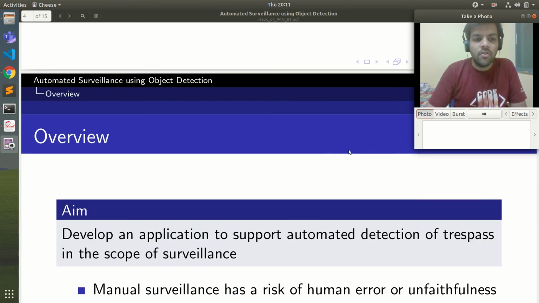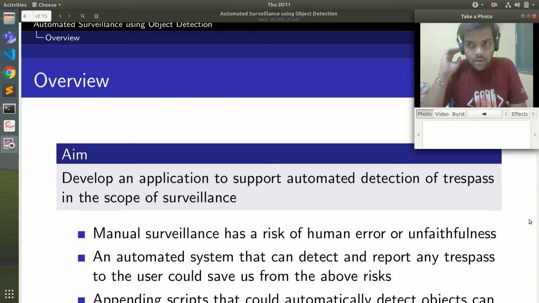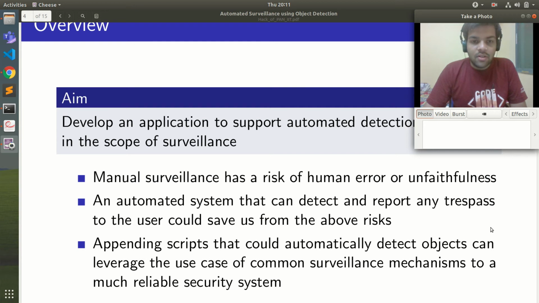Let's start with a brief overview. The aim that I have taken for developing this idea is to develop an application that could support automated trespass detection in front of the camera, in front of the surveillance area, which could be done by a security guard, but that could be erroneous, or the security guard may be bribed to make false claims. So manual surveillance, as we know, definitely has a risk of human error and unfaithfulness of the person who is doing that, and an automated system could overcome these things and provide the end user a good experience.